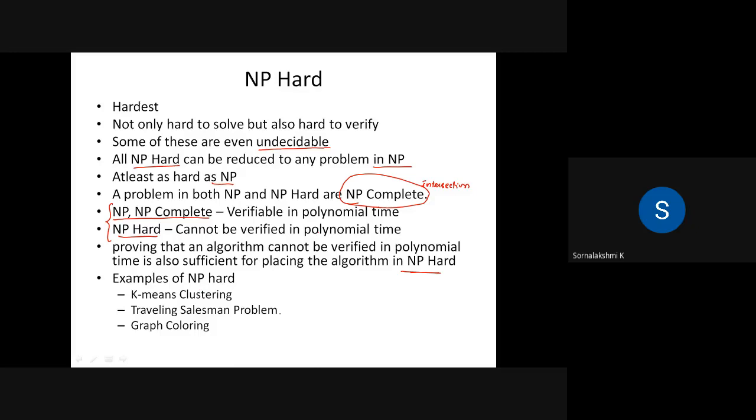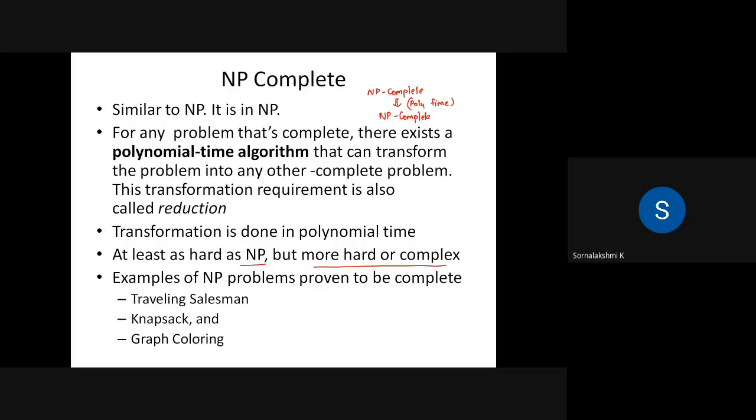Okay. And again, you can see traveling salesman and graph coloring getting repeated over here. So it is in both NP-hard and NP. So we also call it an NP-complete problem.